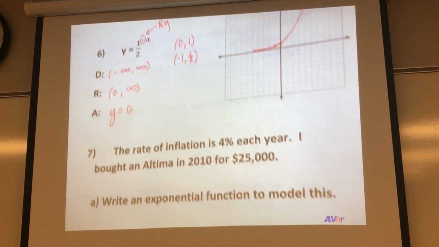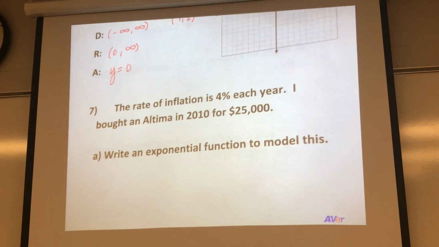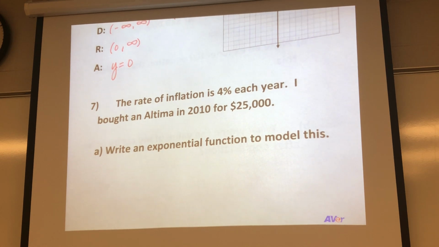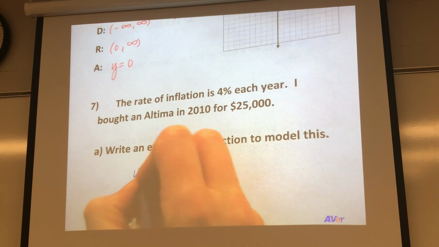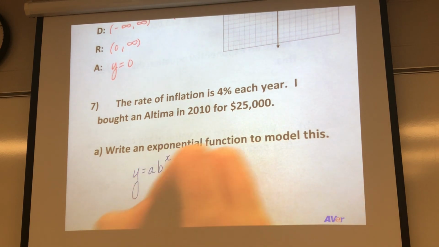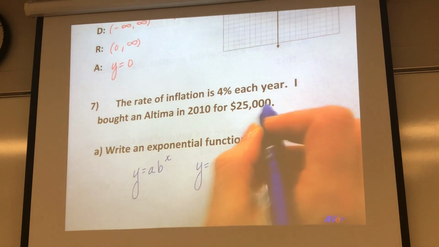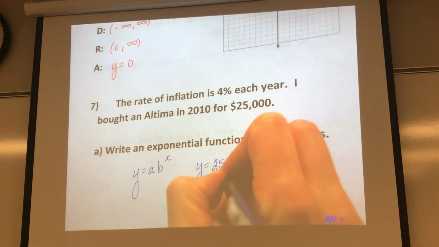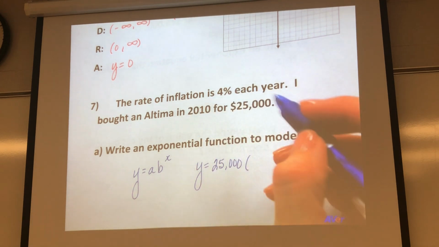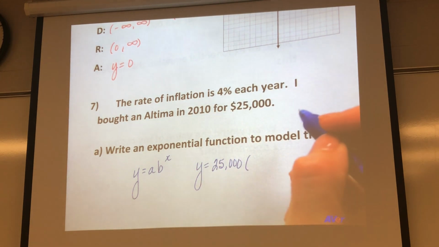All right, let's see how exponential functions look in word problems. The rate of inflation is 4% each year. I bought an Ultima in 2010 for $25,000. Write an exponential function to model this. All right, so an exponential function, remember, is always y equals a times b to the x. The a is your starting amount. So it started costing $25,000. And inflation means it's going up.